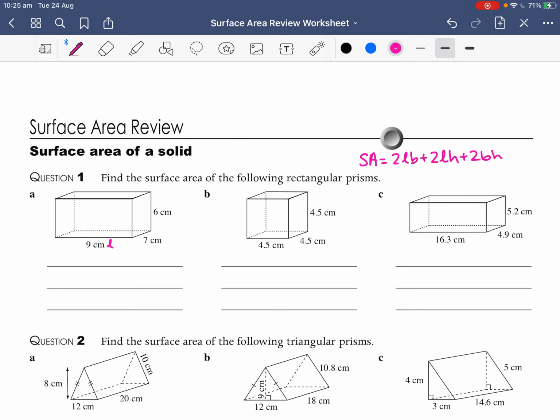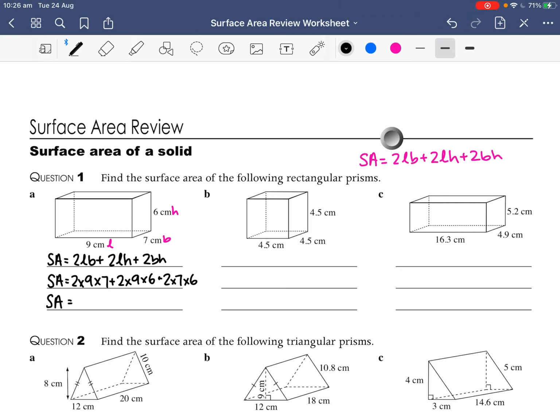For this first one, we have our length, our breadth, and our height. Our first step is to write out our formula, so surface area equals 2LB plus 2LH plus 2BH. We substitute in our numbers, so it's 2 times 9 times 7 plus 2 times 9 times 6 plus 2 times 7 times 6. And then we put this into our calculator to get our answer.